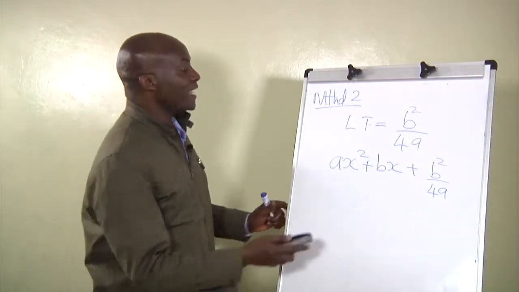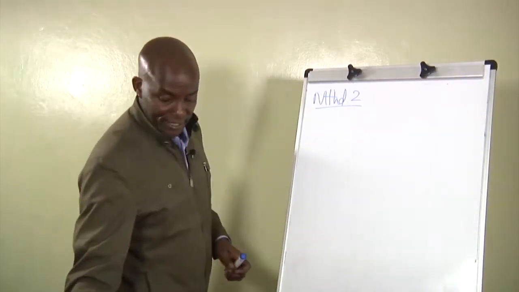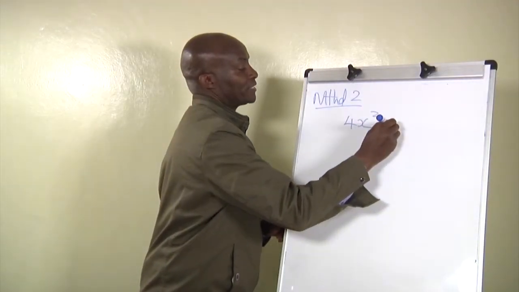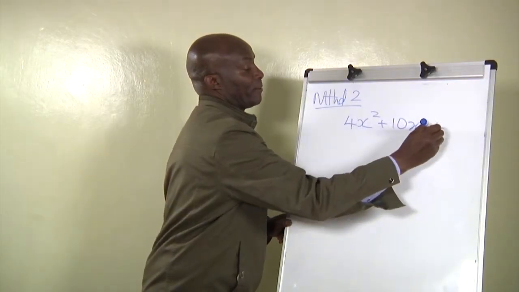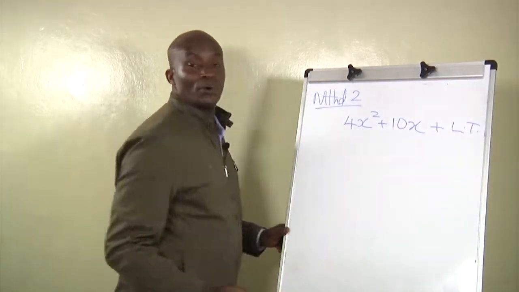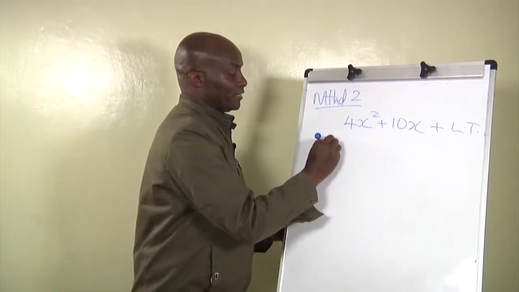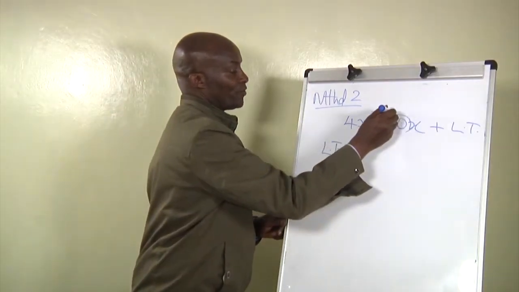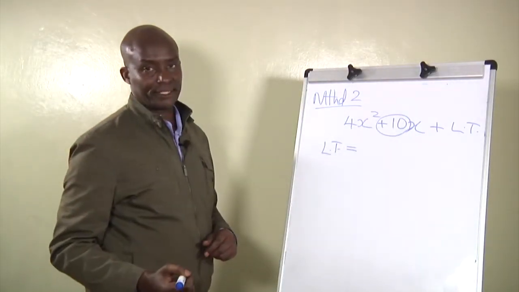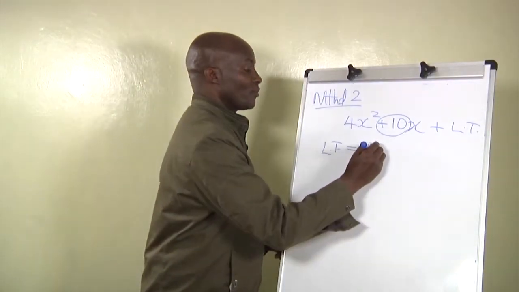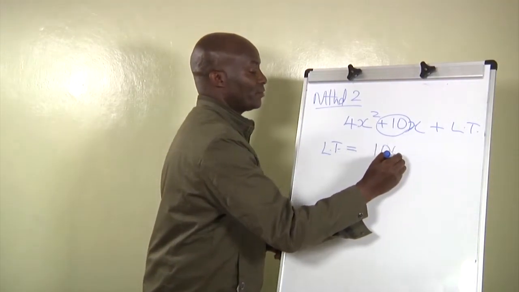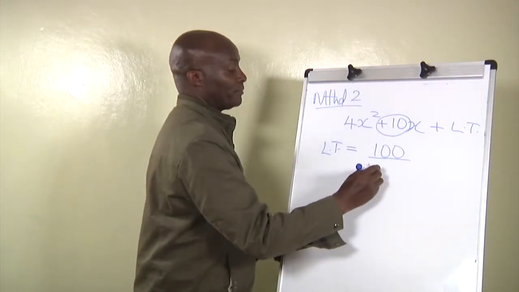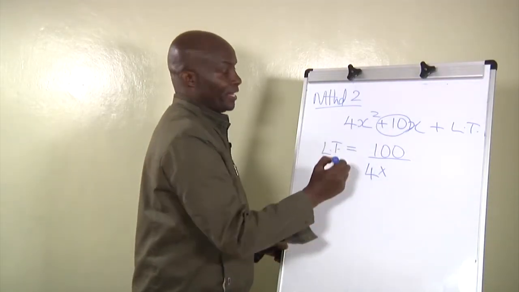Now, to exemplify that, I want to take the same example we had earlier: 4x squared plus 10x plus LT. So we have seen that LT will be equal to b squared over 4a. What is b? b is the coefficient of x. In this case 10. So we write 10 squared, which is 100, divided by 4 times a. What is a? a is 4.